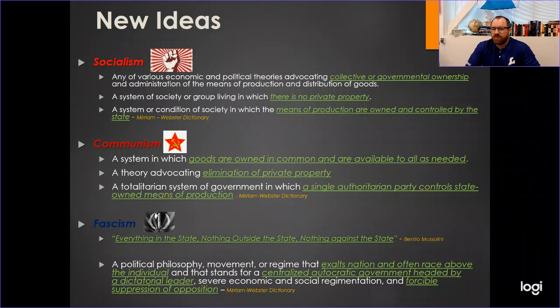Now, oddly enough, fascists have always been against communists and socialists. The funny thing is that all three of these ideas share a major similarity. And that similarity is this, and please write this in your notes. Socialism, communism, and fascism all say that the greater good and the group as a whole is more important than the individual.